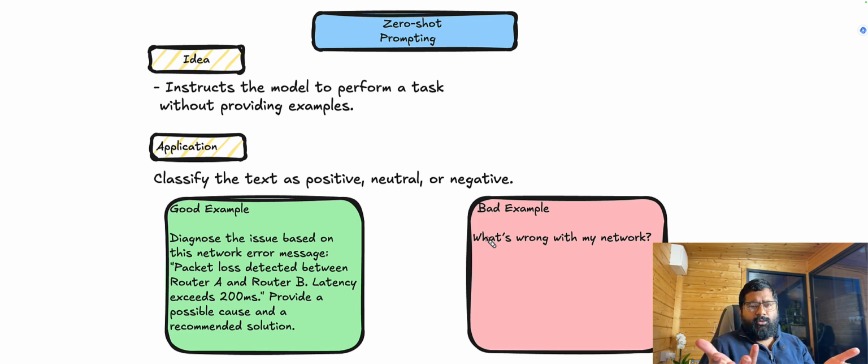It's generally a yes or no sort of situation, like give me a yes or no, or assess the sentiment, positive, neutral, or negative, in the statement. When it comes to the engineering aspect, these are the two examples. Diagnose the issue based on this network error message: packet loss detected between router A and router B. Latency exceeds 200 ms. Provide a possible cause and recommend a solution. Versus a prompt where you just copy a message and say, what's wrong with my network? We'll see both of them.